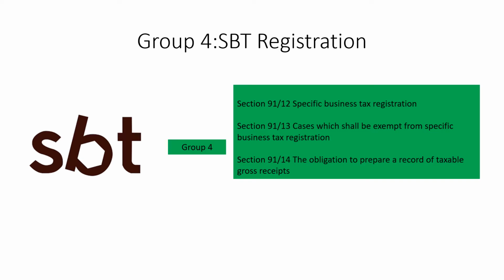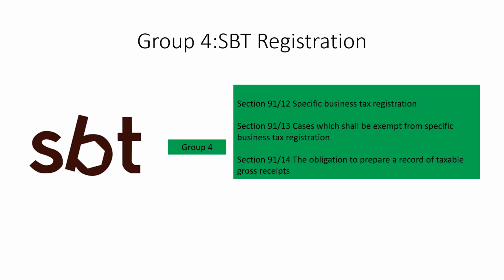Actually, in Group 4, you can see that there are 3 main provisions regarding the specific business tax registration. The first is Section 91/12, which requires the taxpayer to register for the specific business tax. And Section 91/13 is about the exemption, or the cases which shall be exempt from specific business tax registration.